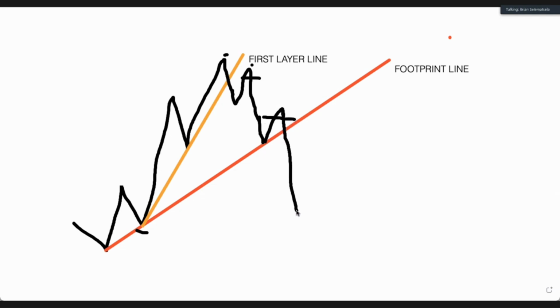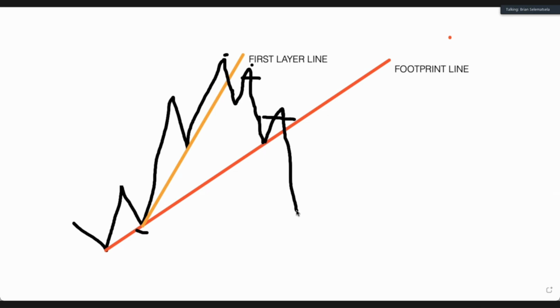And make sure you get to a point where you're starting to see the structure. When I say you're starting to see the structure, I mean you're starting to see the footprint, you're starting to see the first layer. The reason why you should see them is that, if you didn't know, our way of taking profit is very different to how people normally take profit in the market.